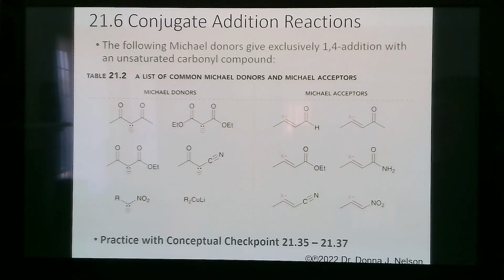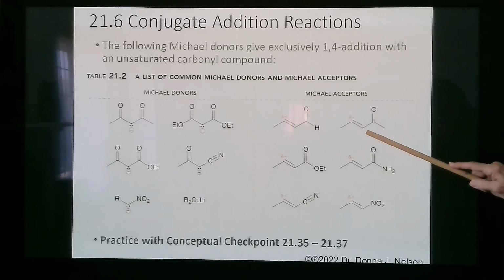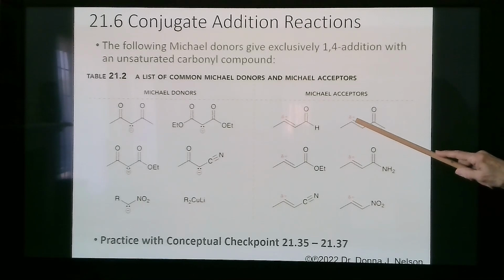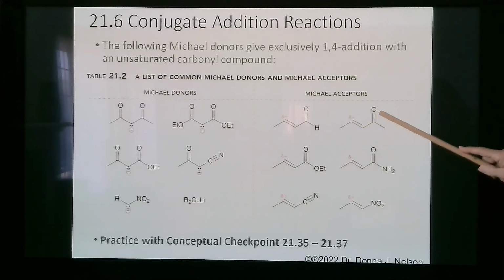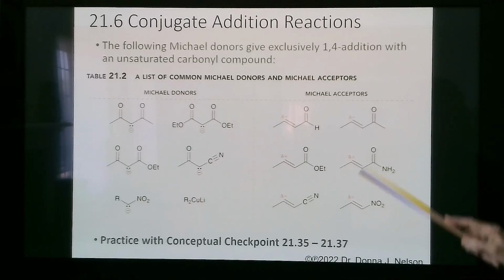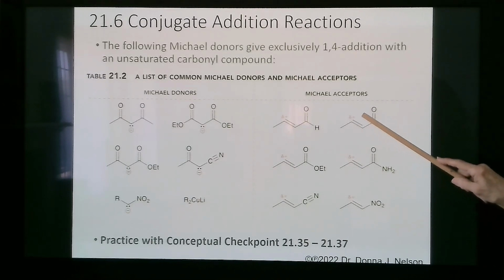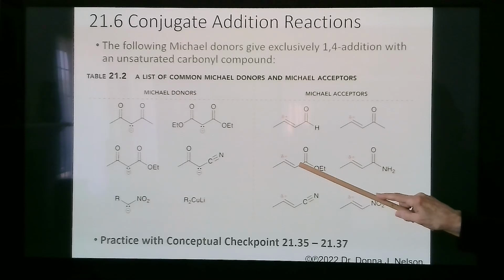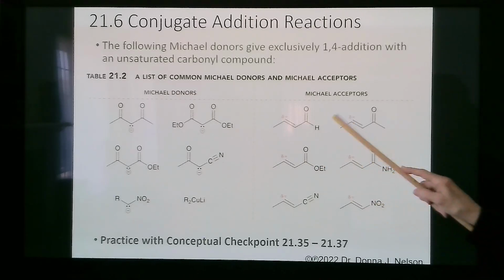And so let's look at some commonalities in each of these lists. So first, let's look at the Michael acceptors. Over here you can see this is an alpha-beta unsaturated compound. And so this is alpha-beta unsaturated carbonyl in 4 of the positions.